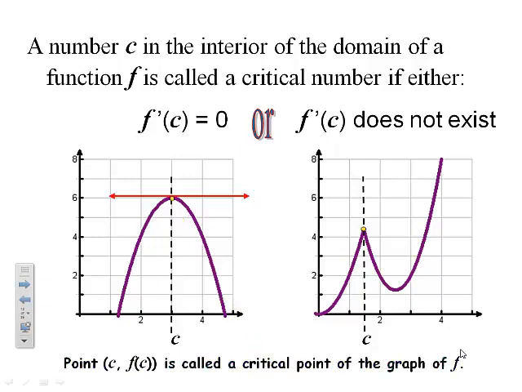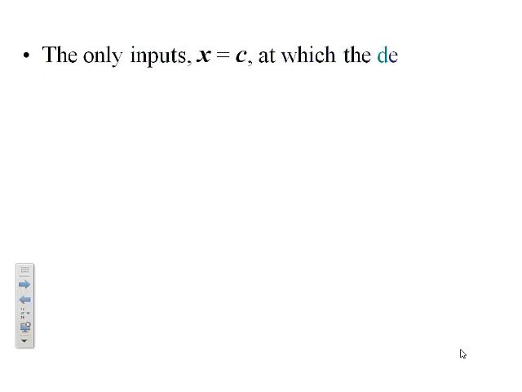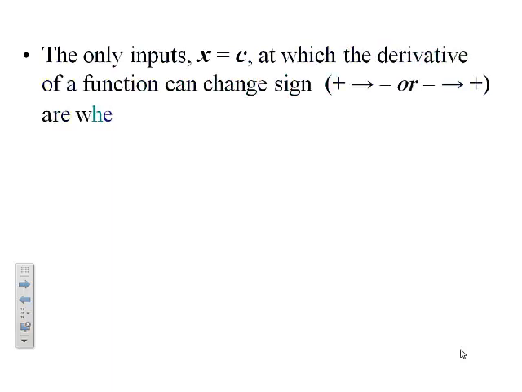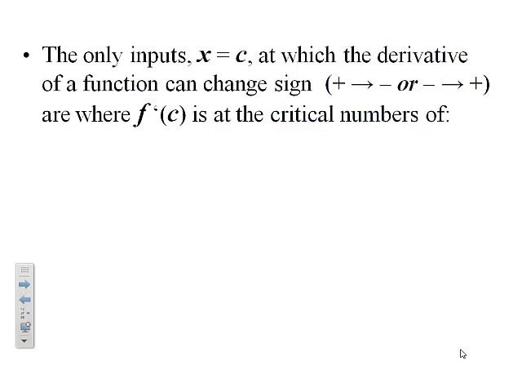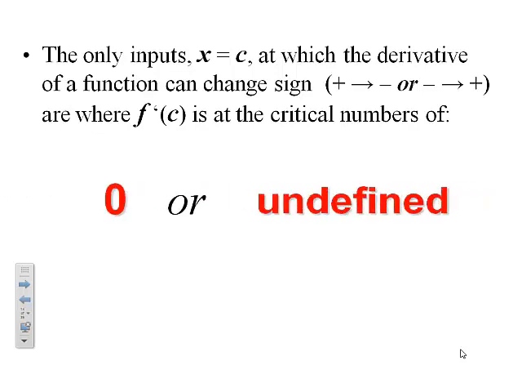They are called critical numbers. c is a critical number, and f of c and the point c, f of c are critical points. The only inputs x equals c at which the derivative of a function changes sign, going from either positive to negative or vice versa, are at the critical numbers. So, remember, critical numbers are where the derivative is 0 or undefined.